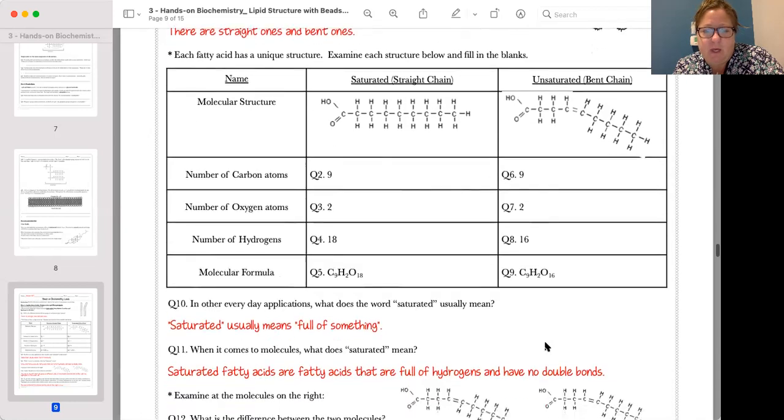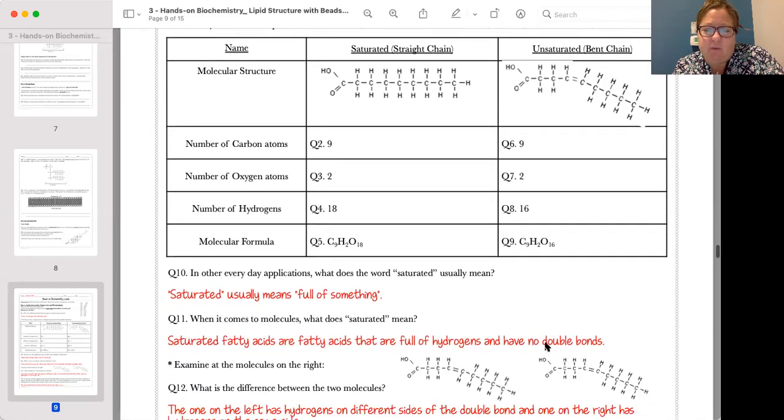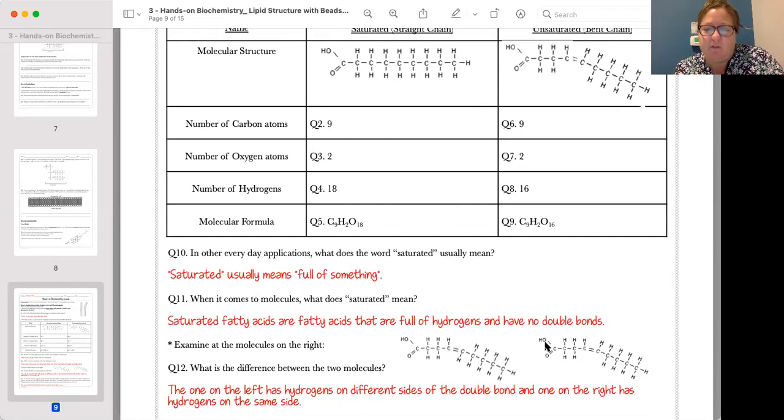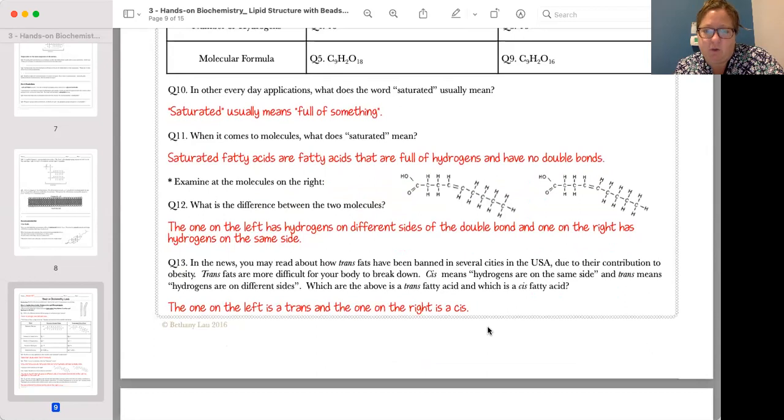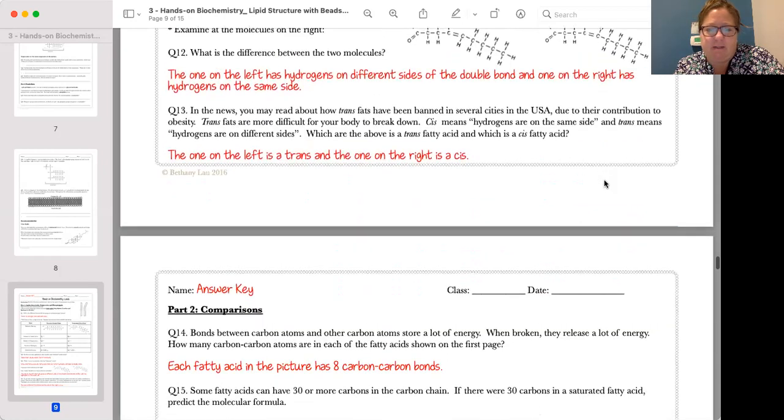In other everyday applications, what does the word saturated mean? Saturated means it's full of something. In this case, it is full of hydrogens. There's nowhere else for a hydrogen to go. Saturated fatty acids are full of hydrogens and have no double bonds. What is the difference between the 2 molecules? The one on the left has hydrogens on different sides of the double bond, and the one on the right has hydrogens on the same side. One we call trans, and this one we call cis. These are definitely isomers of the unsaturated fatty acid.